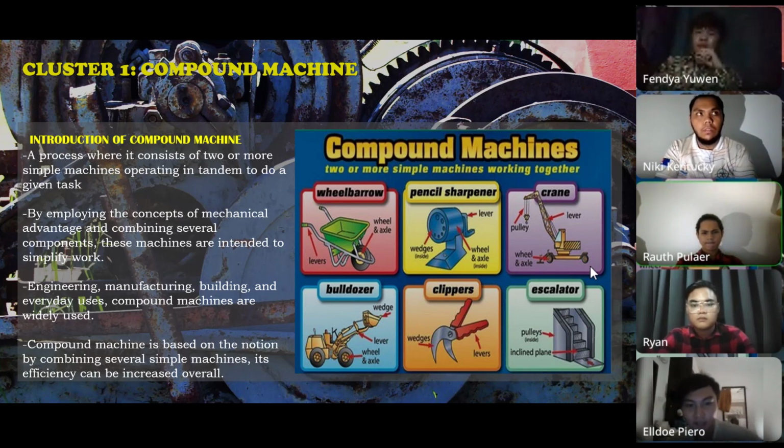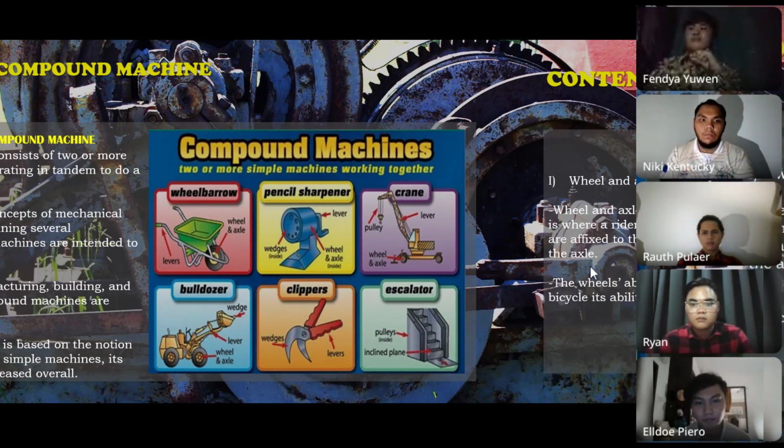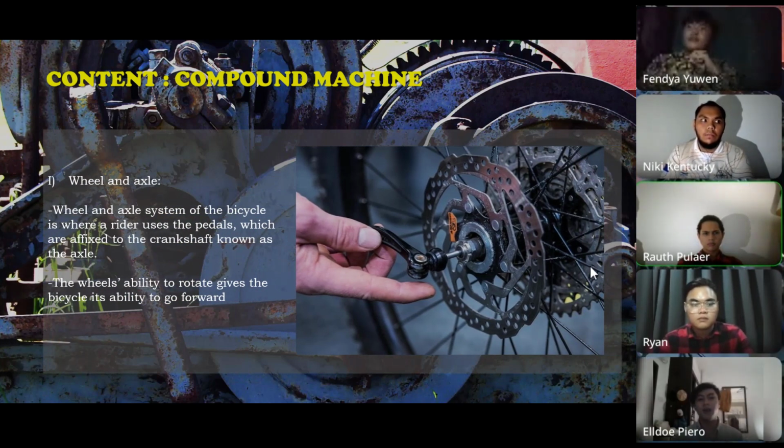So as you can see here, the example of compound machine that I use is wheelbarrow, pressure sharpener, crane, bulldozer, clippers, escalators, like we can see, bicycle. So I will presenting one of compound machine, like how it works. So which is I take bicycle.